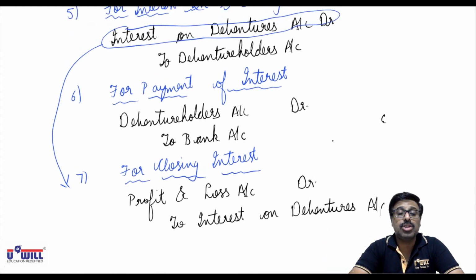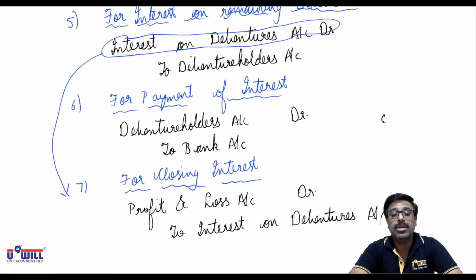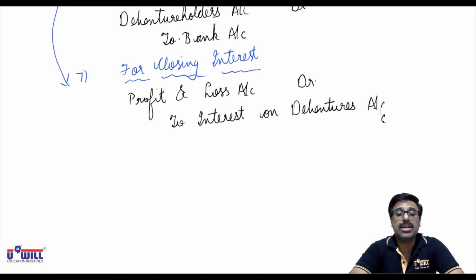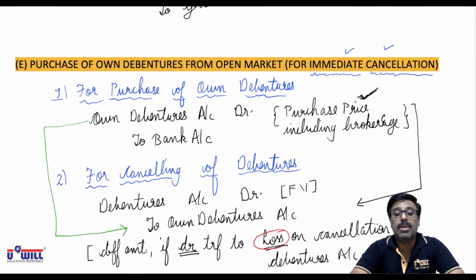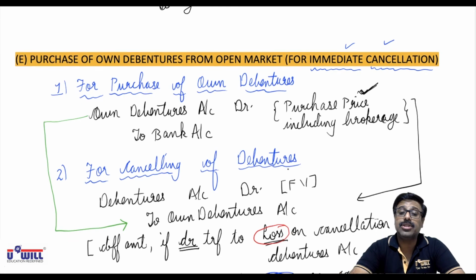Lastly, this interest also we will close and transfer to P&L account. So for that, profit and loss account debit to interest on debentures account. So these entries are to be passed when we purchase our own debentures from the open market for immediate cancellation.